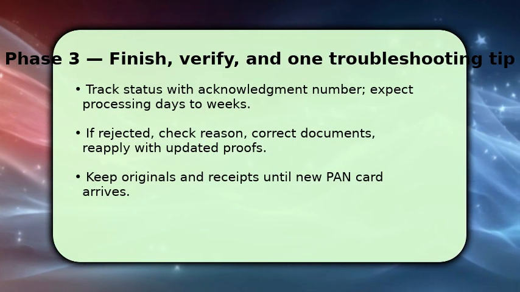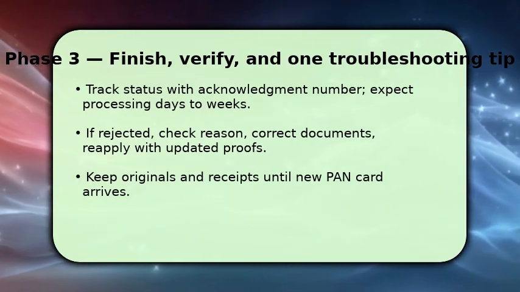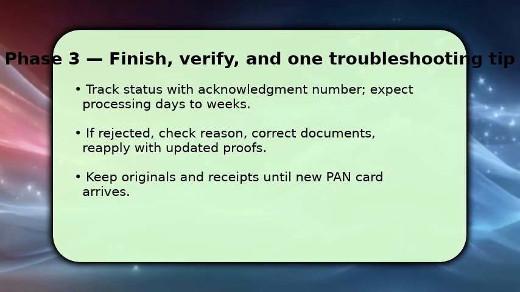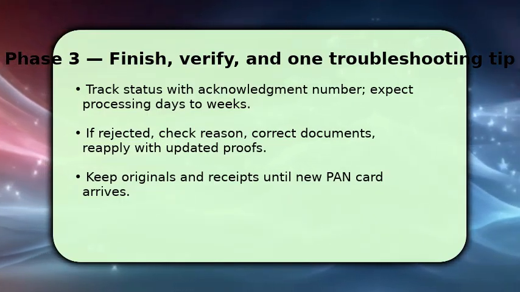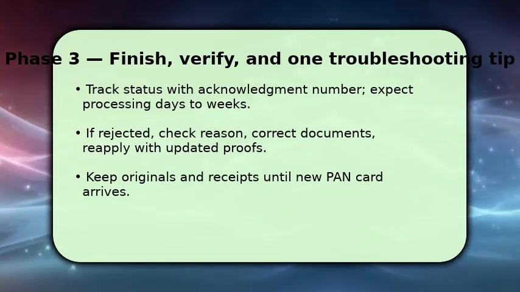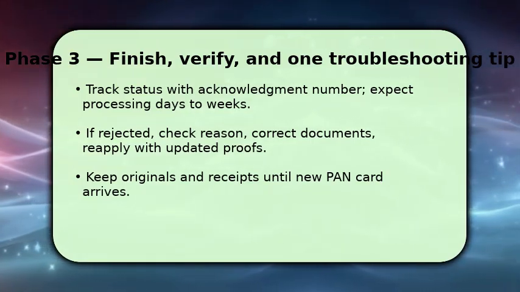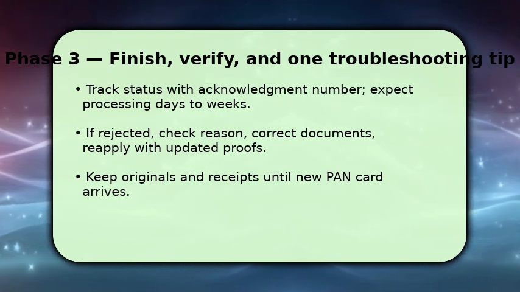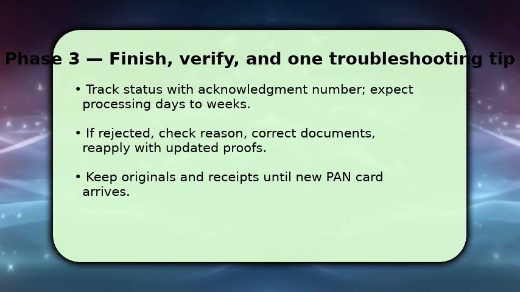If the application is rejected, review the portal message carefully, correct the specific document or spelling, and resubmit promptly. Often a single missing attestation causes rejections. Keep all originals and receipts until the new PAN is delivered, in case of verification.